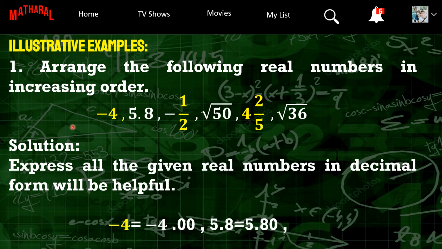So in here, for solutions, we suggest expressing all the given real numbers in decimal form, and it might help us. So unahin natin yung mas madadali. So we have negative 4. Ito po siya. We're going to rewrite negative 4 here, and negative 4 is equal to negative 4.00. So naglagay po tayo ng 2 zeros right after the decimal point. Ayan po. Negative 4 is equal to negative 4.00.